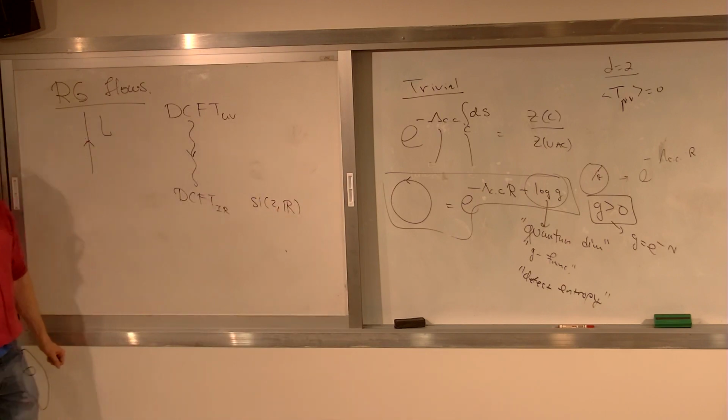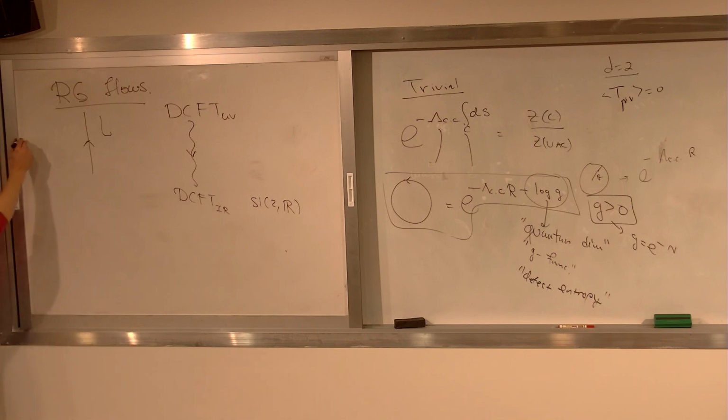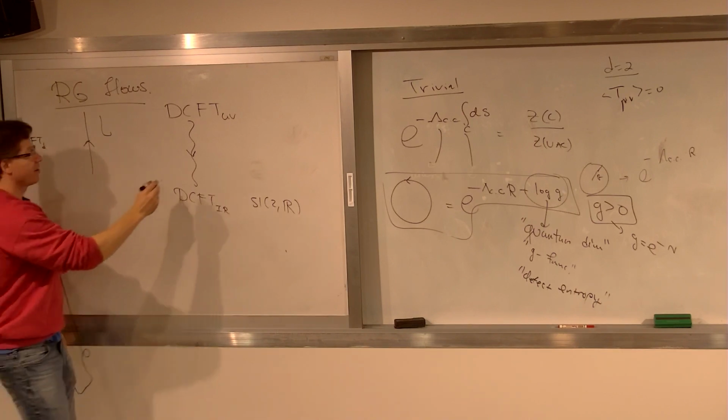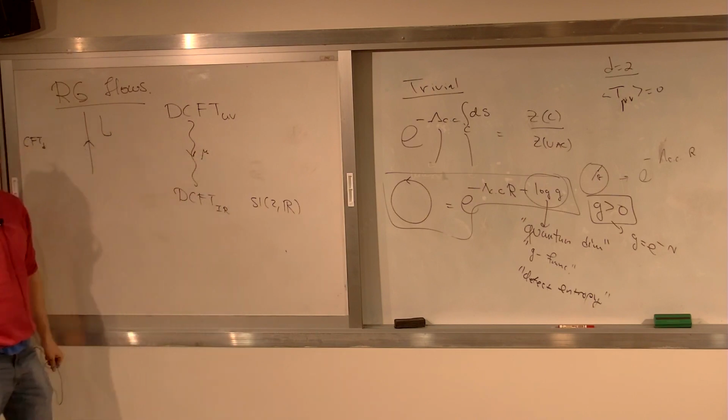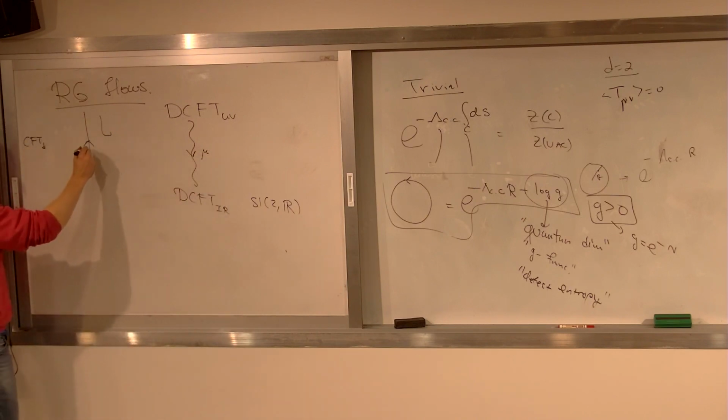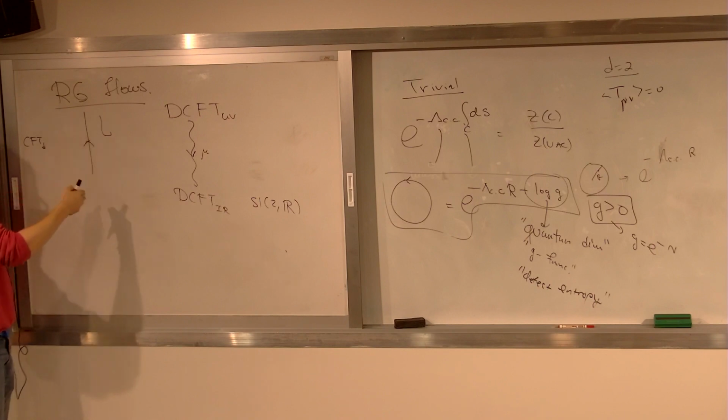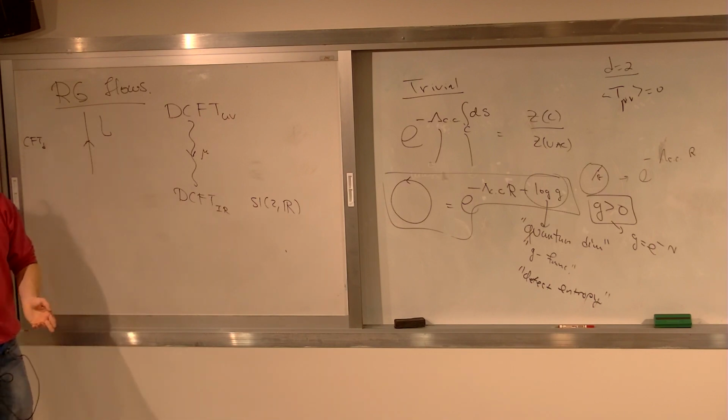Will the bulk also flow? Bulk never flows. My bulk is always a CFT in D space-time dimensions. The flow is by some parameters that exist on the impurity Hamiltonian. So there is some mass scale mu on the impurity Hamiltonian, and that evolves.